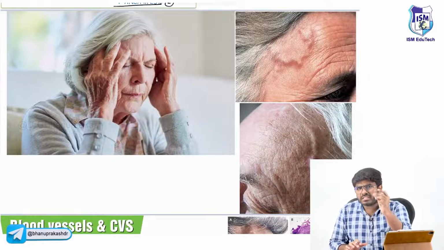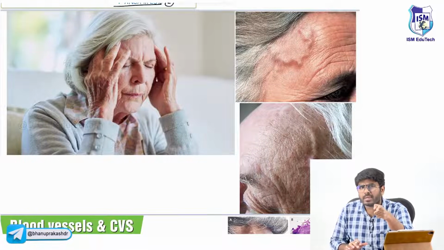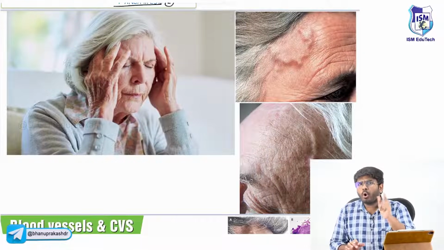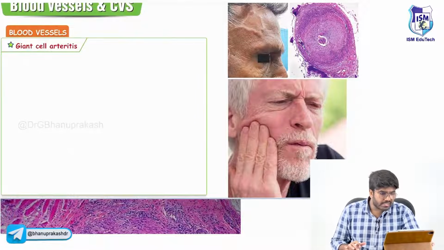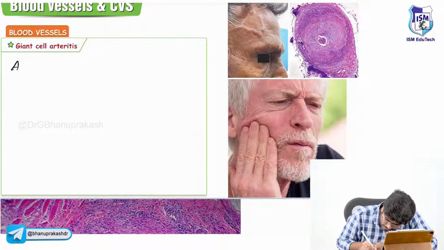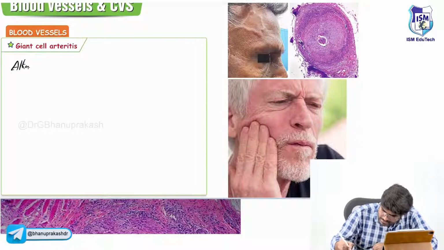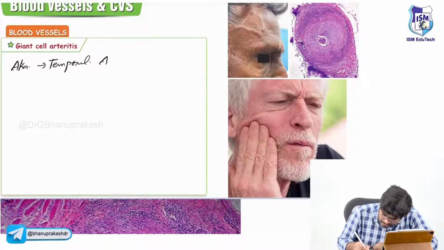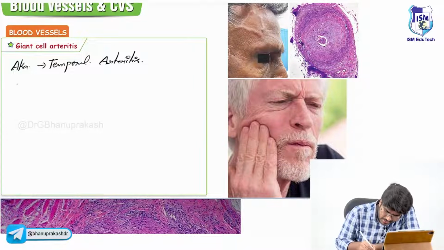Giant cell arteritis, just tell me, is it going to be seen in females or males? Mainly females. Older females or younger females? Older females. Okay, so let's write the important points one by one. This giant cell arteritis, also known as temporal arteritis. It's also called temporal arteritis. Seen in which sex? Mainly seen in females.